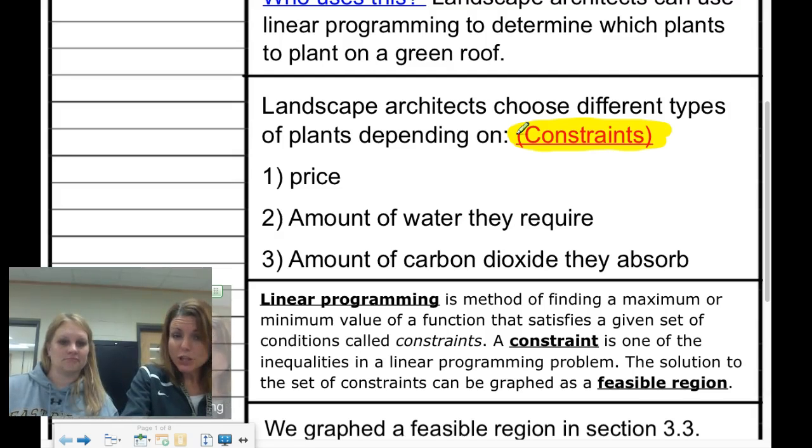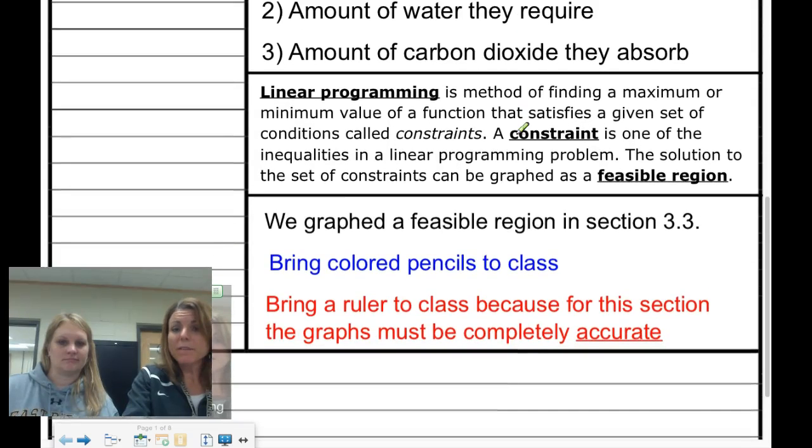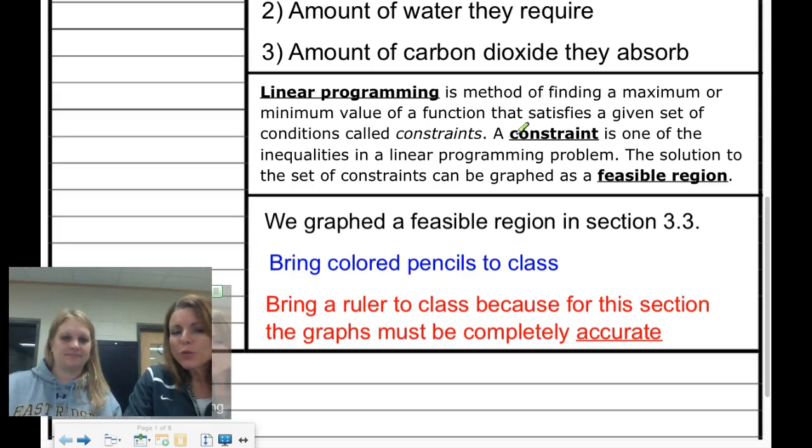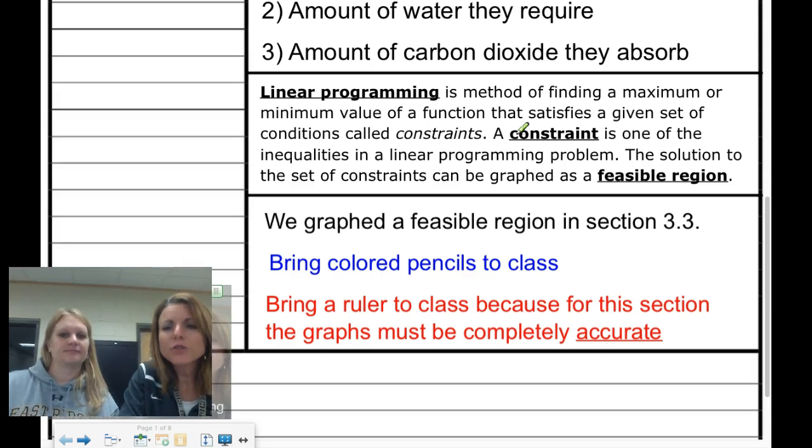As a mathematician, we're going to do the same thing. In linear programming, we teach it a little in day 1, but we really get it good in day 2. We are going to use linear programming to find maximums or minimums of functions. But in order to do that, we have to satisfy constraints.